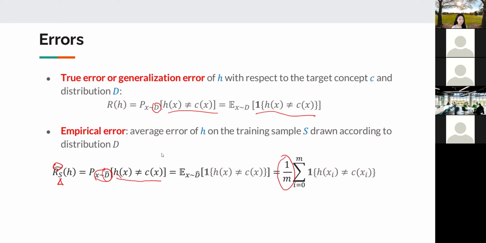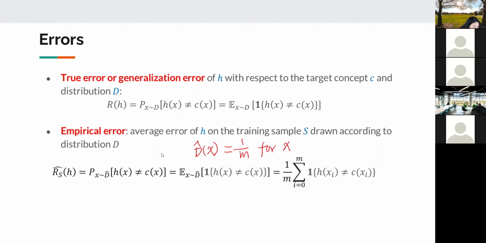Yes, exactly. So Juan, you're right. D hat of x equals 1/m for x in S. That's absolutely right. That's a very good explanation. I'll write it here. D hat of x equals 1/m for x in S. Thank you, Juan, that's a very good explanation.